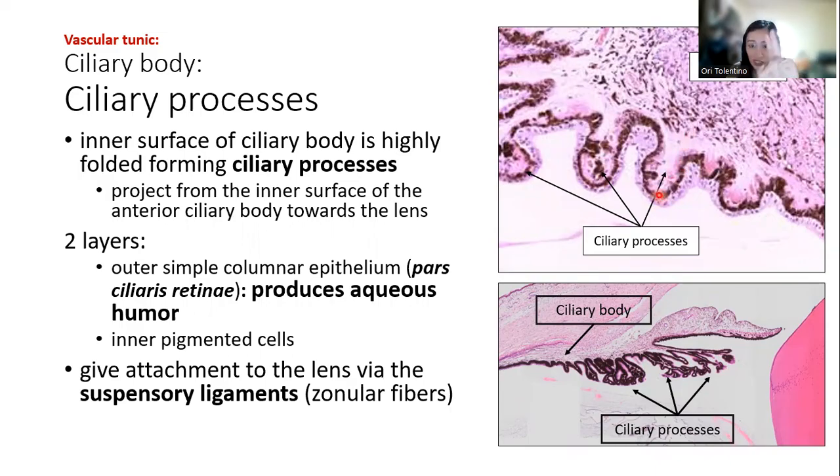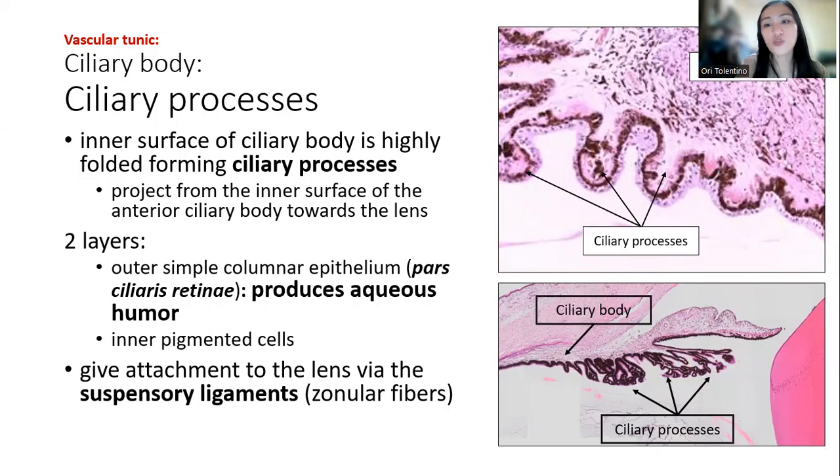It has two layers of epithelium, an outer simple columnar epithelium, which is still the pars ciliaris retinae, or the anterior extension of your retina. And this epithelium will produce the aqueous humor. And you have the second layer of epithelium, the inner pigmented cells. Again, very important, your ciliary body, particularly your ciliary processes, produce the aqueous humor.